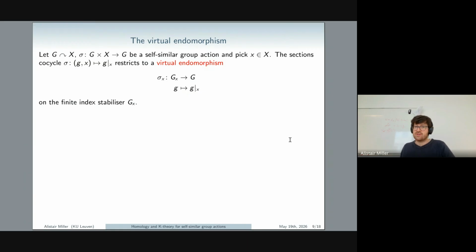So this virtual endomorphism is quite easy to define. If we consider the stabilizer of the action of G on the alphabet at some letter X, then this is going to be a finite index subgroup. And because it's the stabilizer, the cocycle will actually just be a well-defined homomorphism from G_x to G. It's called the virtual endomorphism because this is finite index in G, so it's virtually an endomorphism of G.